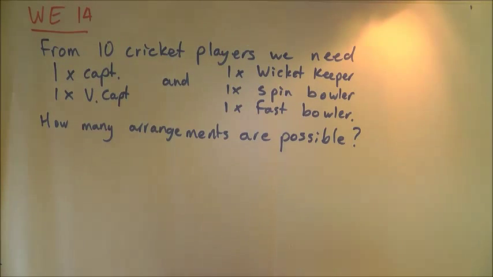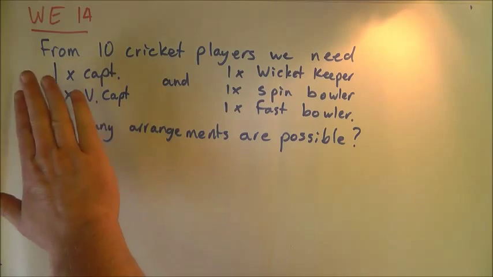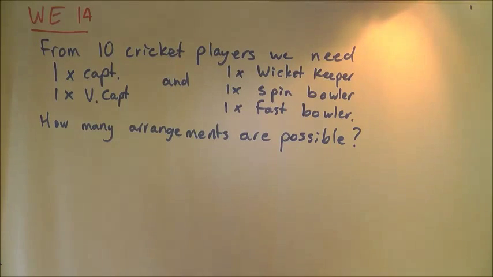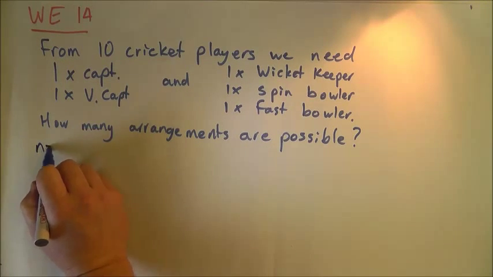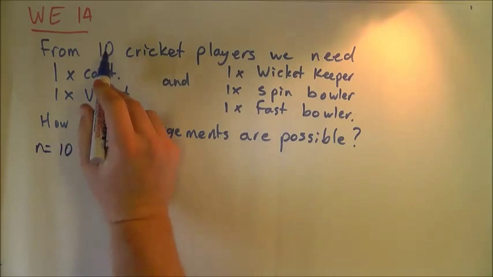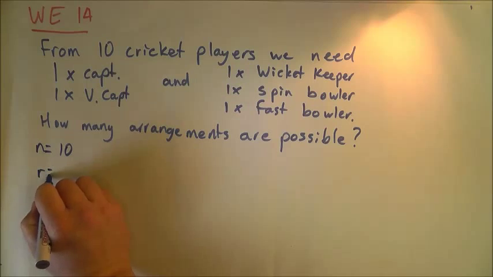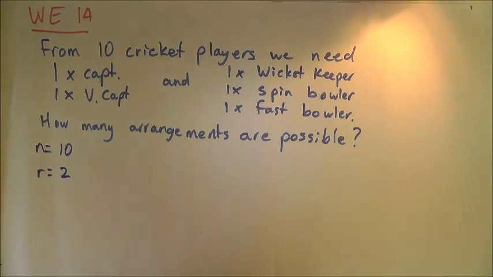So let's look at this. I've written it out like this because it's in 2 parts. We need these guys. Once those positions are selected, we've got to select these ones. So in the first case, these 2, how many players do we have? We have 10 players because we've got 10 players on the team. What is my group size that I'm trying to select? I want to select 2 players out of that.